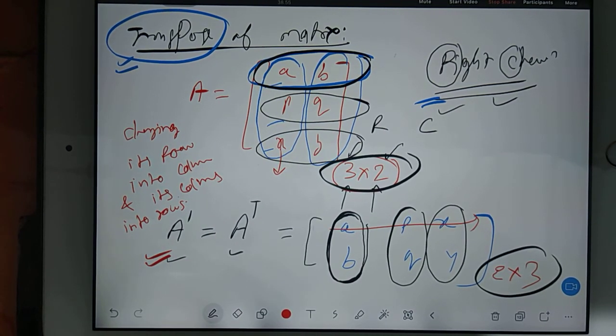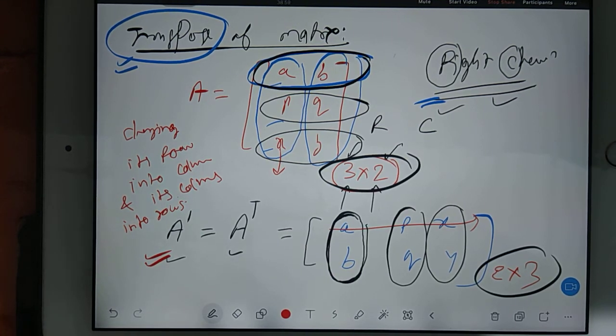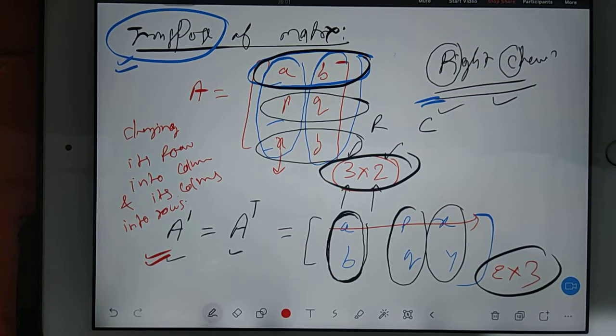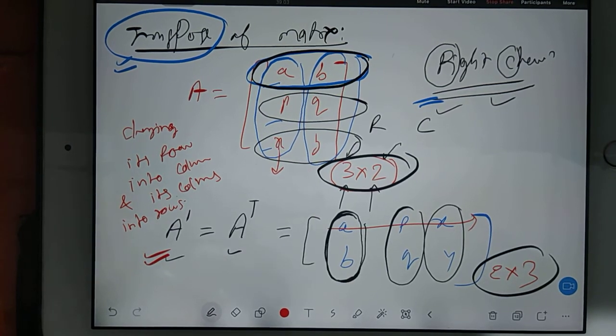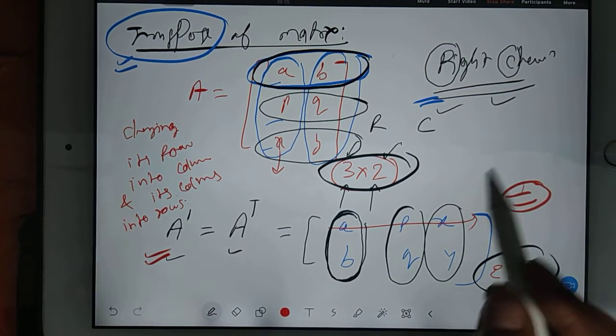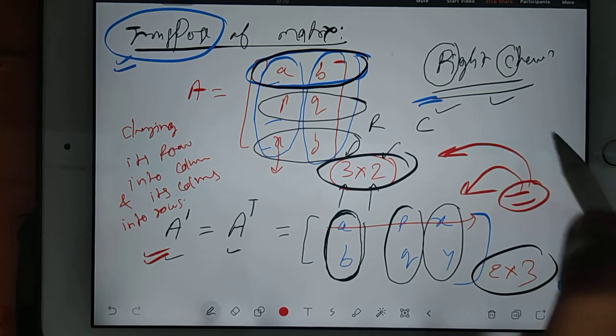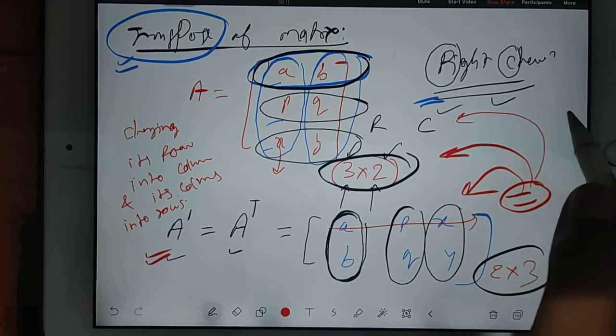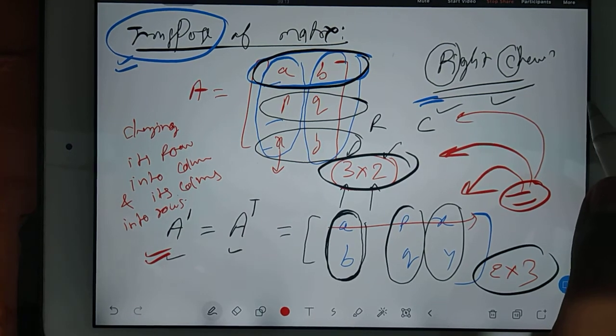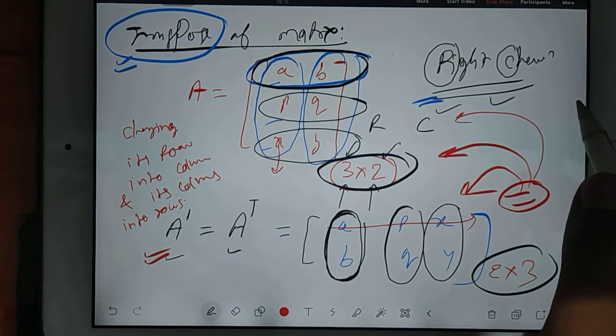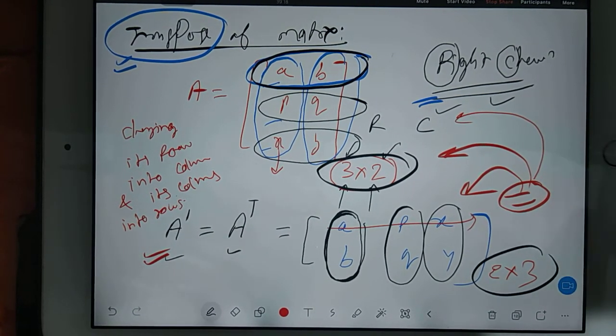Now, based on transpose, you can expect questions any year, and theoretical questions, because there is nothing like a numerical question. Easily you can do it. This is a tool actually. When you solve university level problems, we use this tool very much. But theoretically, let's see what kind of questions they can ask.